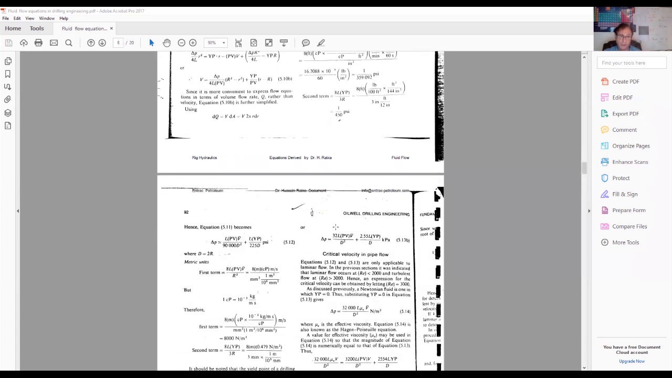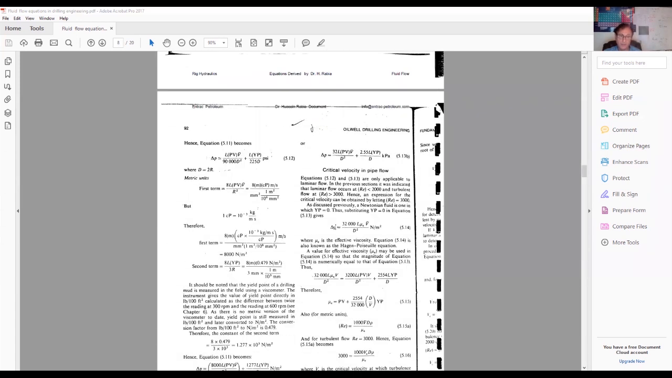So if you continue with the conversion, you come up with the equation which is familiar to most engineers. So this is the pressure drop in pipes, laminar flow using the Bingham plastic model. But we need to know if the flow is actually laminar or turbulent. So we have to find out a criterion, and the criterion is Reynolds number.